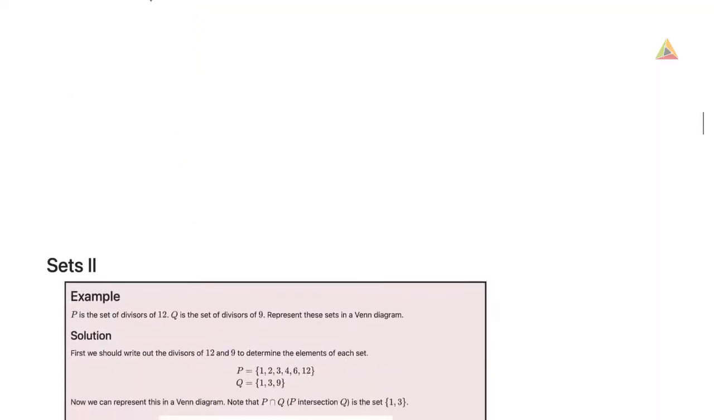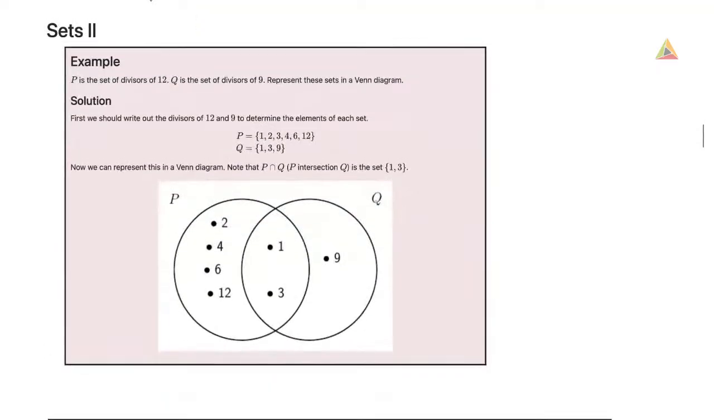Okay, we're going to go on to an example now. So we're on to the second set of notes. So P is the set of divisors of 12. So the set P contains all of the numbers that divide into 12. So 1 divides into 12, 2 divides into 12, 3 divides into 12, 4 divides into 12, 6 divides into 12, and 12 divides into 12. So that's the set P.